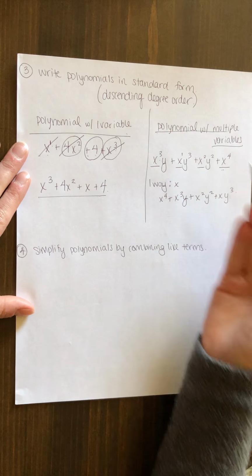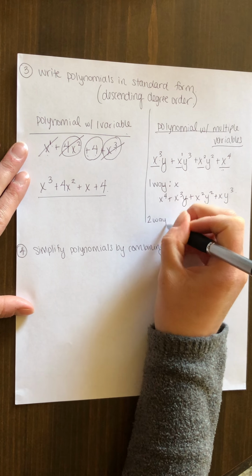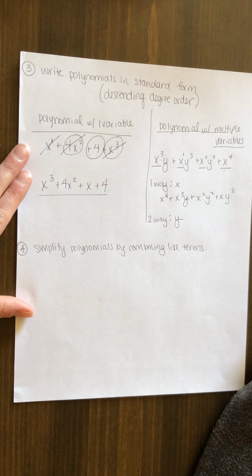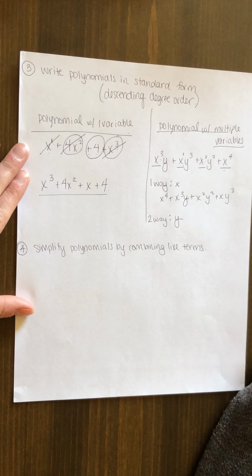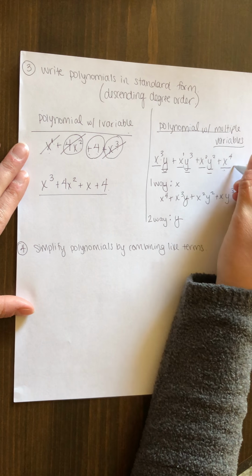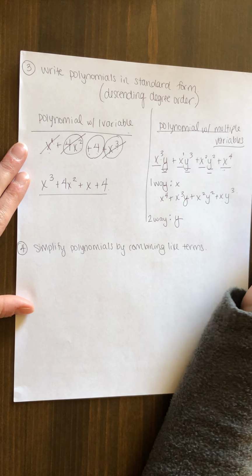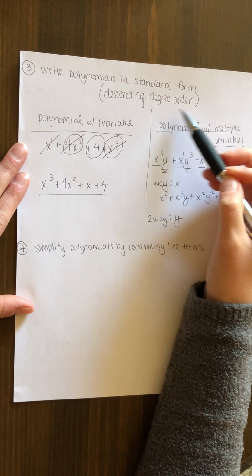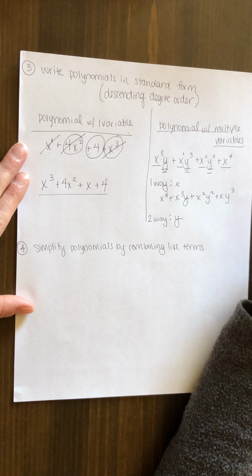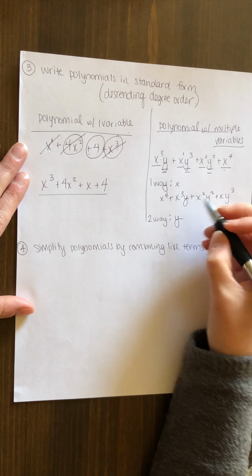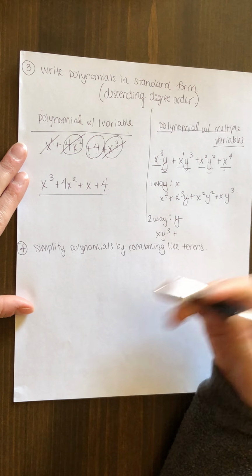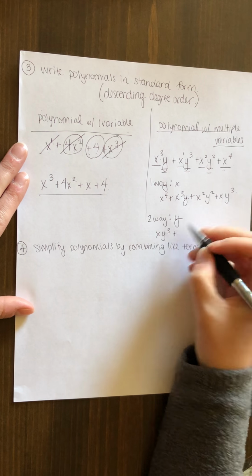So the second way that we could do this is by the y's, because the other variable that we have is y. So now if we take a look at the y values, this one has no y, we would want to write the y's in descending degree order. So which term has the highest y exponent? That would be a y cubed here. So I'm going to write that term first. What would be the next highest? That would be y squared.